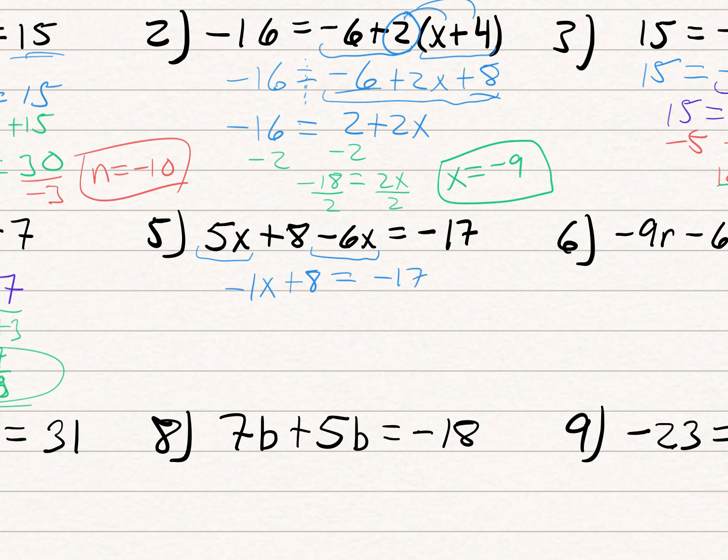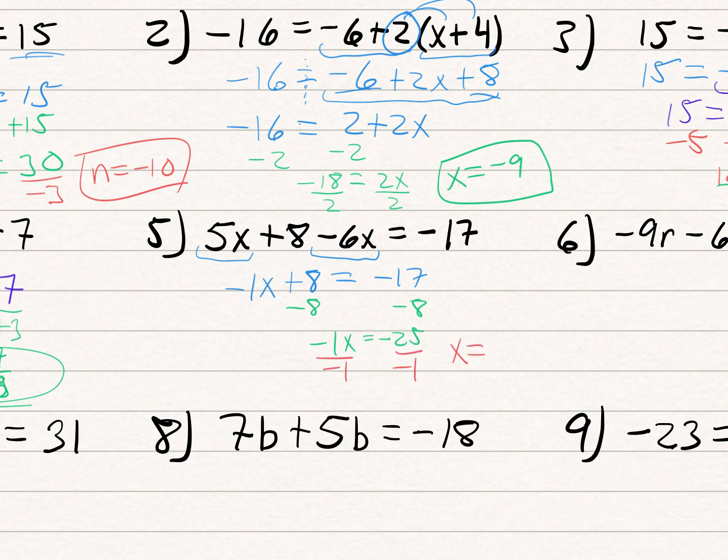All right, and then to get the x by itself, we want to do PEMDAS backwards. So let's subtract 8 on both sides. So we get negative 1x equals negative 17 minus 8 is going to get you a negative 25. And then divide by that negative 1 on both sides.